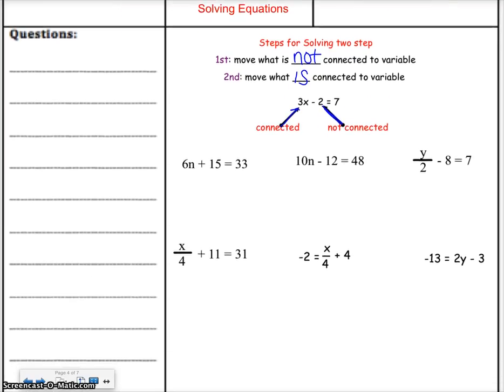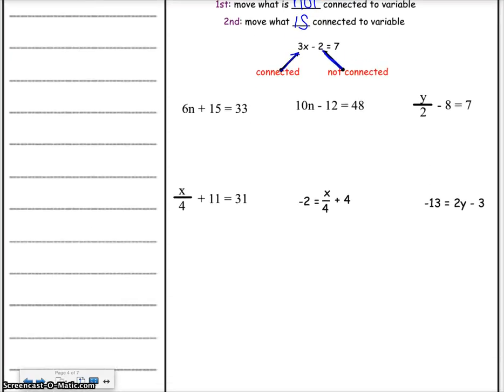Okay, so first one, 6n plus 15 equals 33. What's not sticking to the n? The 15. So I'm going to move my 15 first. So how do you get rid of plus 15? Minus 15. I'm going to minus 15 from both sides of the equal sign. And I have 6n equals 18. Now I move what's sticking to it. The 6 is sticking to it. That's 6 times n. The inverse of times is to divide. n is 3.